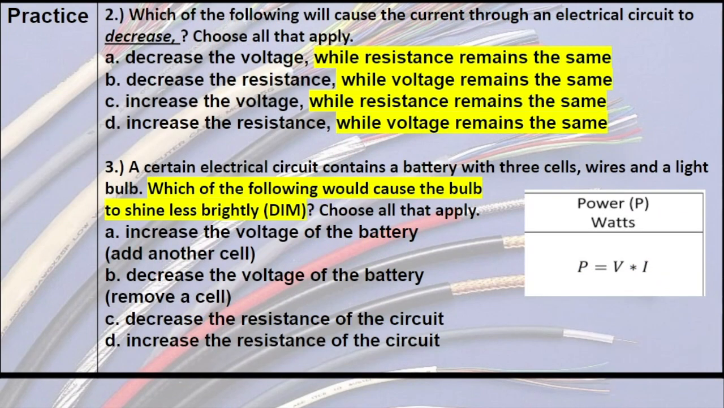Now let's start doing some word type questions here. Number 2, which of the following will cause the current through an electrical circuit to decrease? Option A is that we decrease the voltage while resistance remains the same.